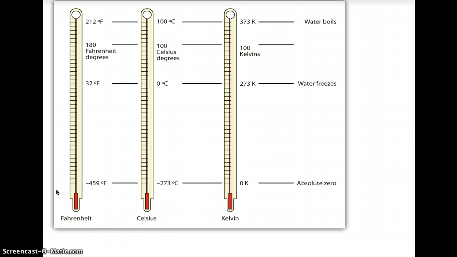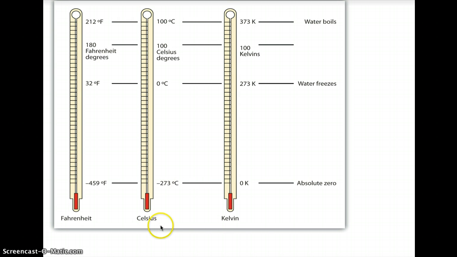Okay, so here are 3 scales side by side. I really like this diagram because it shows you 3 reference points. It shows you absolute zero on all 3 scales, where water freezes on all 3 scales, and where water boils on all 3 scales. So let's take a look at the Fahrenheit scale. Water freezes at 32 degrees Fahrenheit, and it boils at 212 degrees Fahrenheit. So there's a distance of 180 Fahrenheit degrees between where water freezes and water boils.